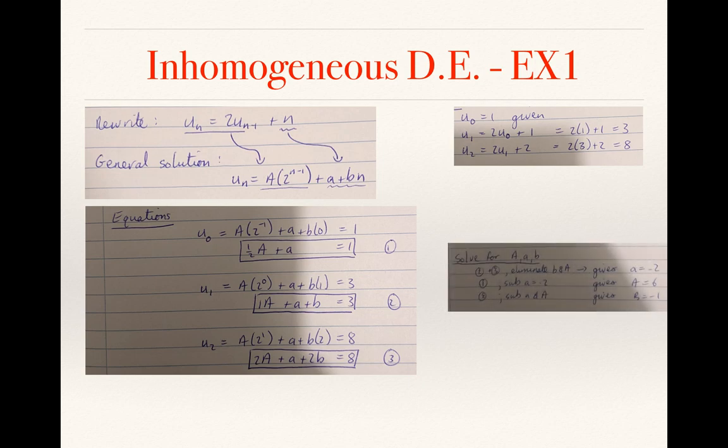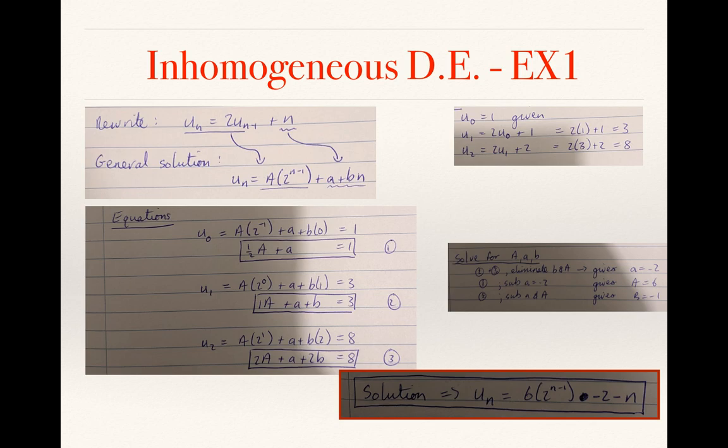Now, I've done it really quickly. If you put equation 2 and 3 together, if you multiply equation 2 by minus 1, big A and b cancel, and you get a is equal to minus 2 straight away. Sub that into equation 1, you get big A is equal to 6. And sub both of those into equation 2, and you get b is equal to minus 1. And you just take your big A, big B, and small a, and sub those into the general solution again to get that. And that's the solution to the inhomogeneous difference equation.